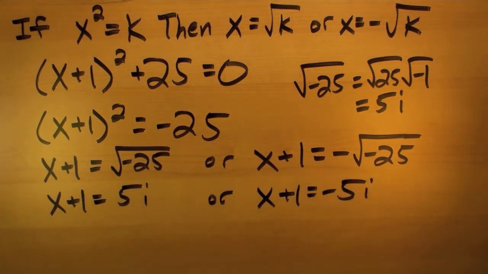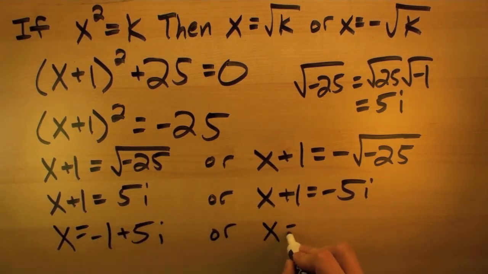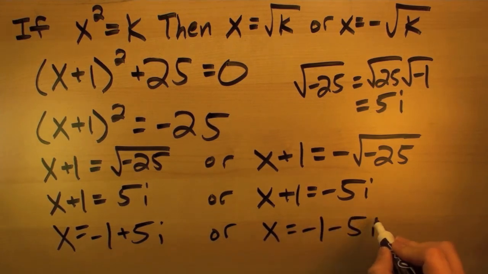And then you subtract 1 from both sides of the equation. So x equals negative 1 plus 5i, or x equals negative 1 minus 5i. Be sure to write your answers in the correct complex number form as used in this example, where we write the real number first, the imaginary number second.